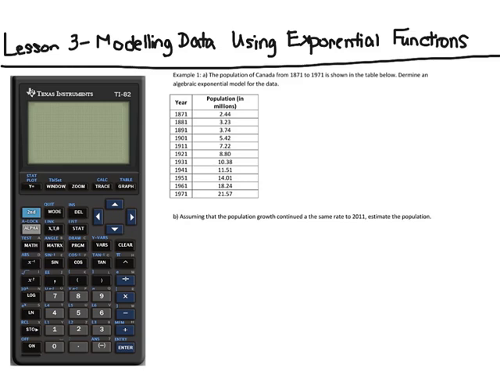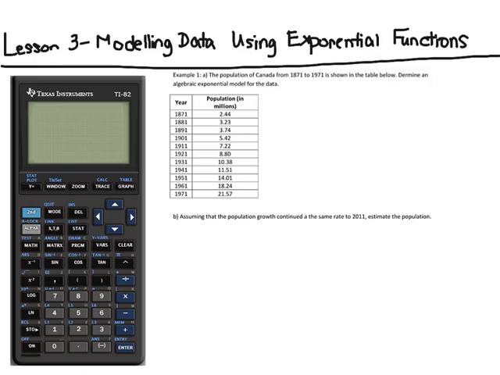Lesson 3, Modeling Data Using Exponential Functions. So this is very similar to last unit. You're going to graph the points from a table of values and then graph the regression line. But instead of putting linear, quadratic, or cubic, we're doing exponential.